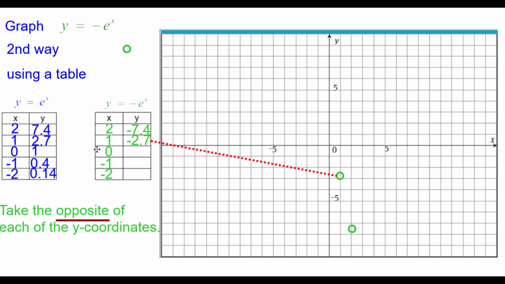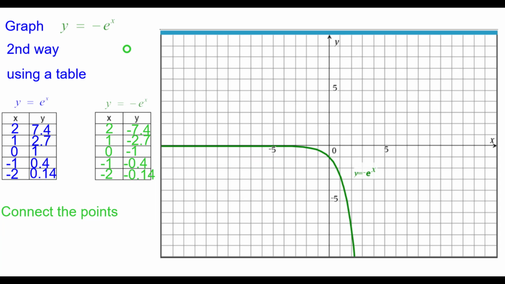So go ahead and finish the table, plot the points, and press resume and continue when you're ready. Zero, negative 1, negative 1, negative 0.4, and negative 2, negative 0.14.